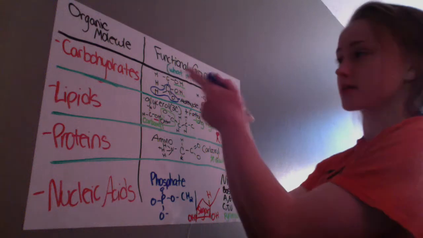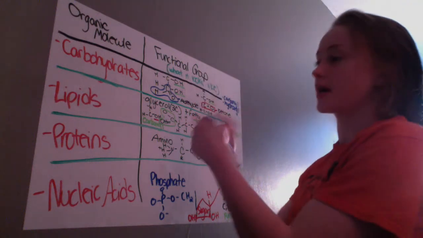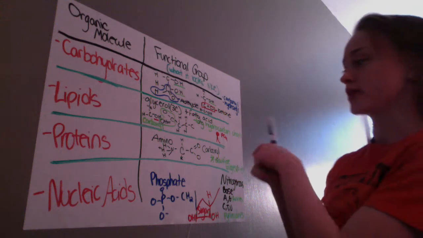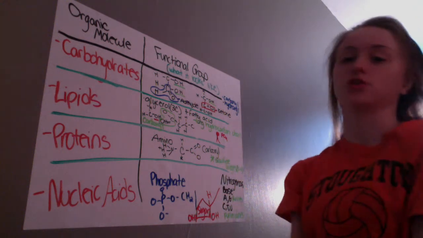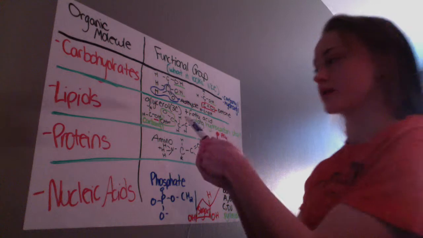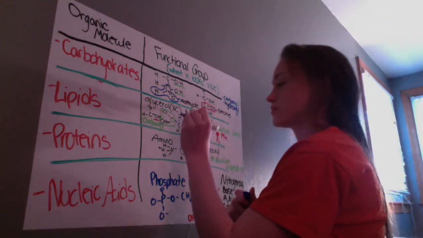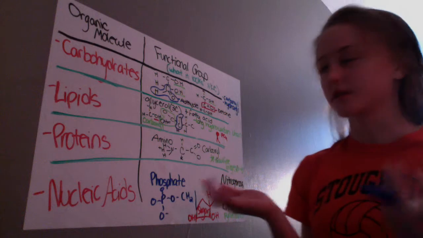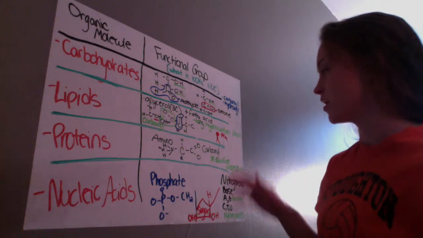So we have glycosidic for carbohydrates, and then ester linkage for lipids. And then we also have things called hydrocarbon chains, which is just a C and an H. For example, this would be a hydrocarbon chain. It's just a C and an H, but it's not really hard to understand.